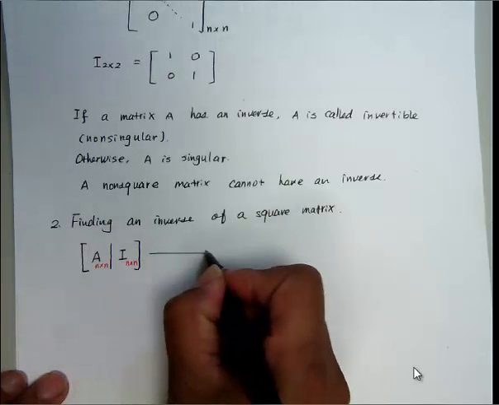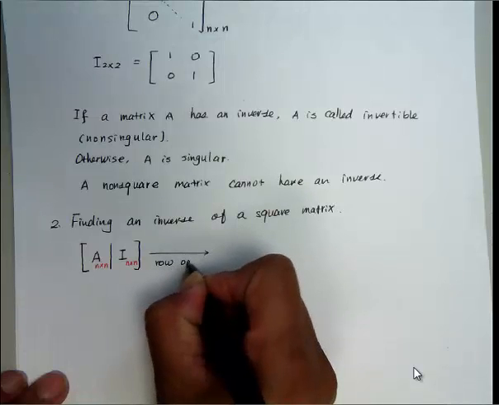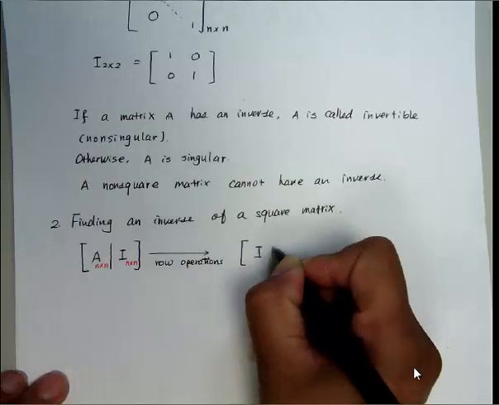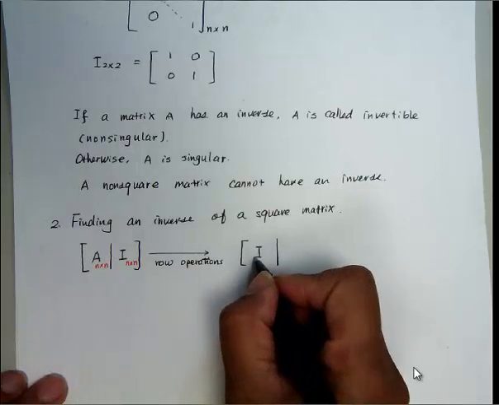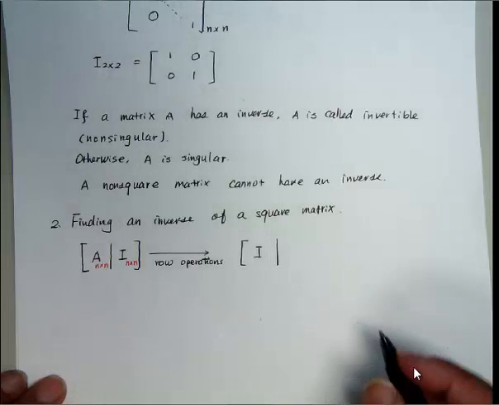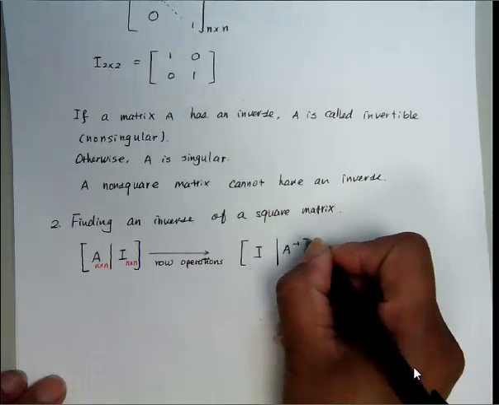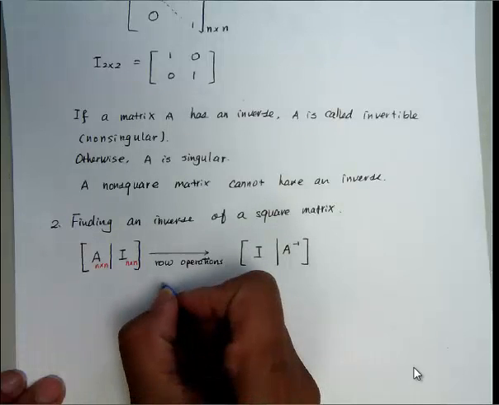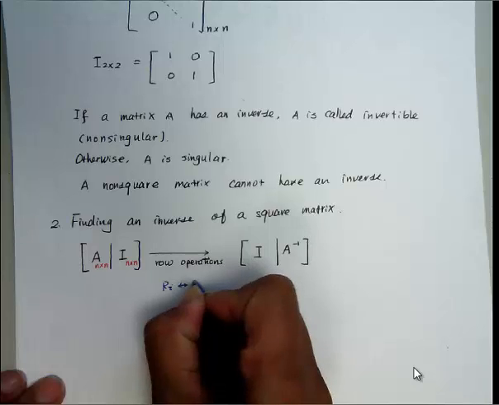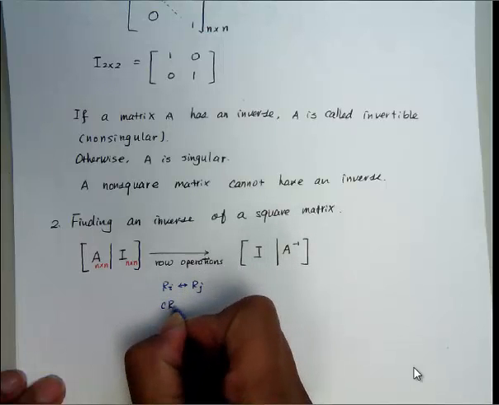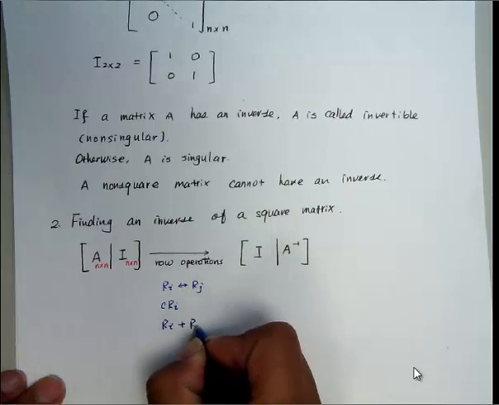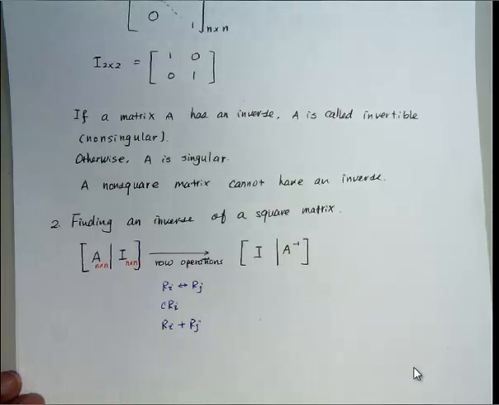Then you will perform several row operations, and unofficially we can say that we move I to the left-hand side of the augmented matrix, and the right-hand side will be the inverse of our matrix. Let's also recall the row operations. We can interchange the rows, we can multiply a row by a non-zero constant, or we can add two rows together. Those are the row operations.